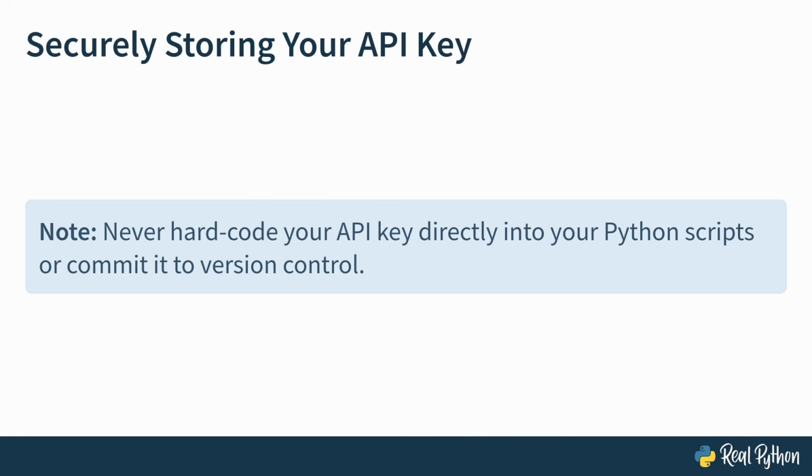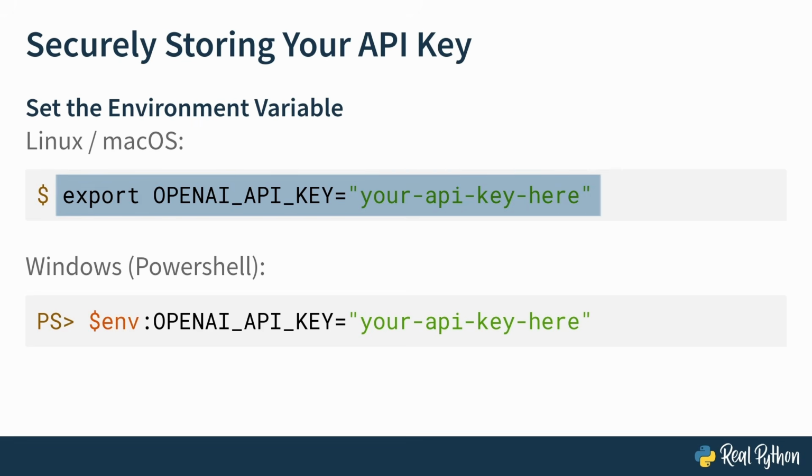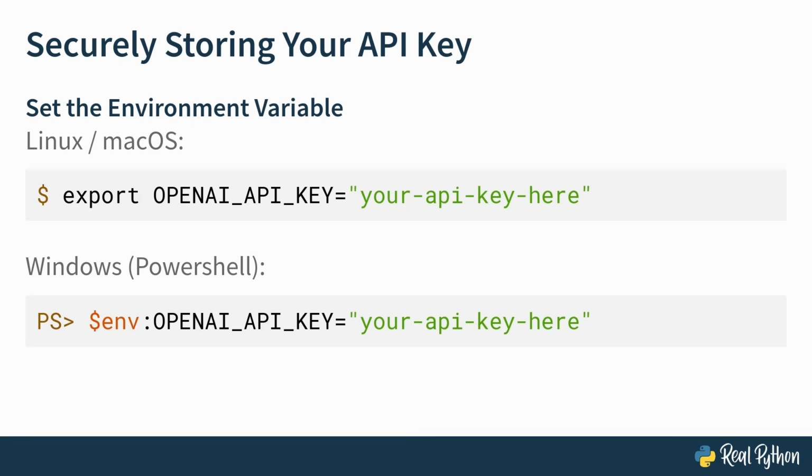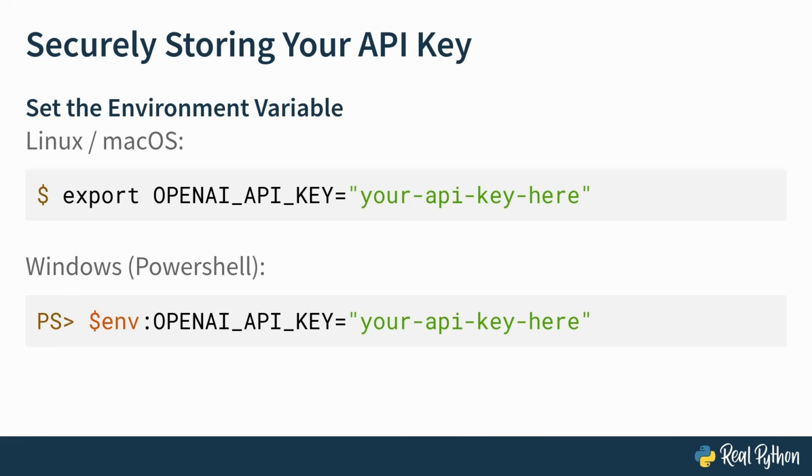So how do you set your environment variable? Well, that depends on which operating system you're on. For Linux or Mac, you use the export command and then the name of the environment variable: OPENAI_API_KEY, all in uppercase. That is important. And then equals, and then between quotation marks, your API key. Where it says your API key here, that's where you will paste the key you created in the previous lesson. For Windows, it's a different instruction. It's $env: and then the same thing, OPENAI_API_KEY equals, and then your API key.